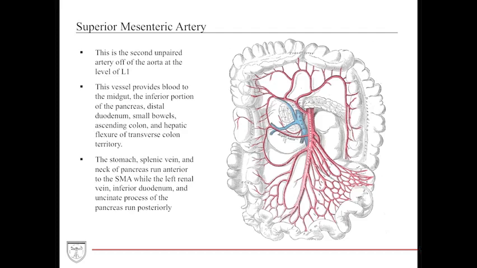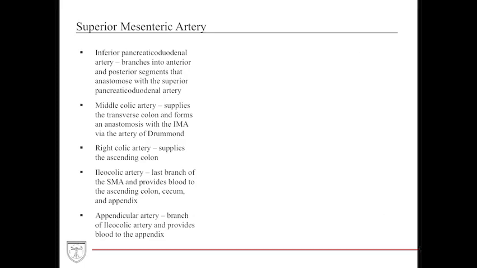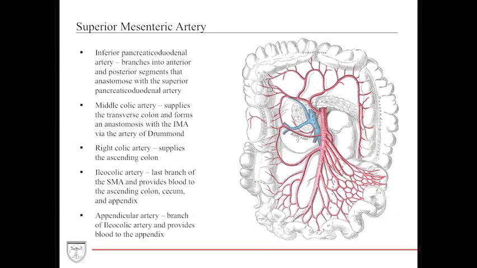The SMA is a very important vessel because this is sometimes actually occluded. Just as the coronaries in the heart are occluded, the SMA can become occluded and cause pretty much angina for the intestines. So the superior mesenteric has numerous branches as well and contains the inferior pancreaticoduodenal artery, which forms an anastomosis with the superior pancreaticoduodenal artery off of the celiac trunk.